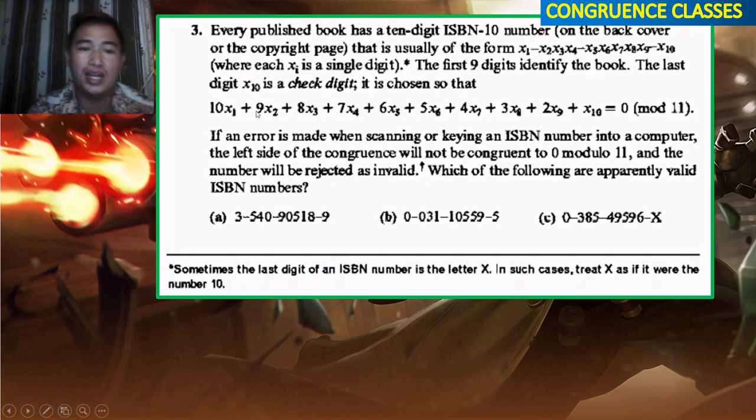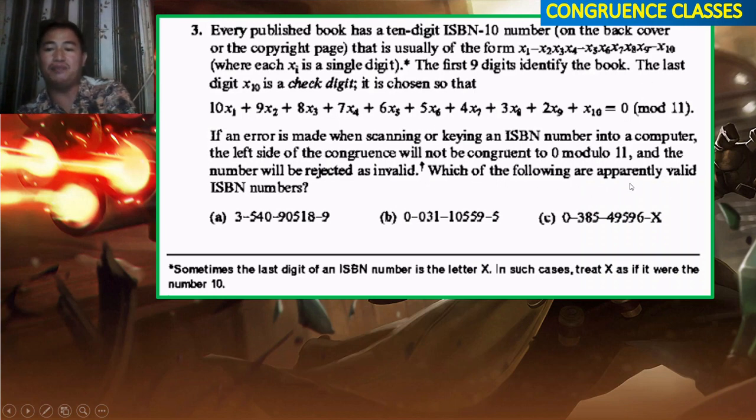If an error is made when scanning or keying an ISBN number into a computer, the left side of the congruence will not be congruent to 0 modulo 11, and the number will be rejected as invalid. So the number is invalid if it is not equivalent to 0 mod 11.